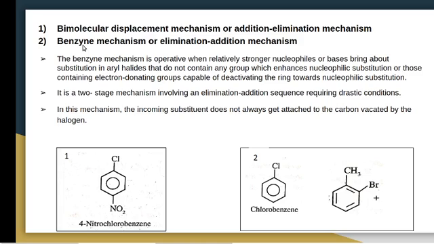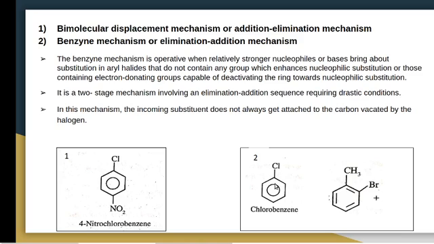Then the second type of mechanism, that is the benzyne mechanism or elimination-addition mechanism. The benzyne mechanism is operative when relatively stronger nucleophiles or bases bring about substitution in aryl halides that do not contain any group which enhances nucleophilic substitution, or those containing electron donating groups capable of deactivating the ring towards nucleophilic substitution reaction. So the second type of mechanism is followed by compounds of these two types.